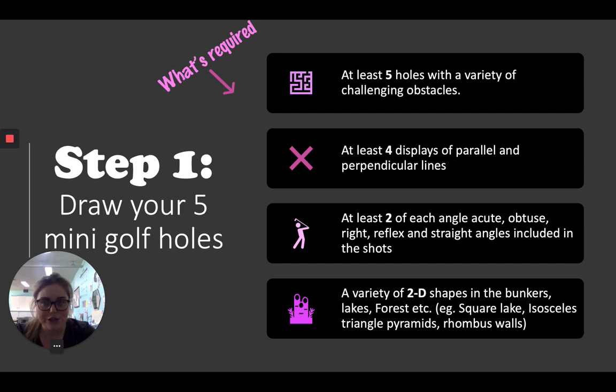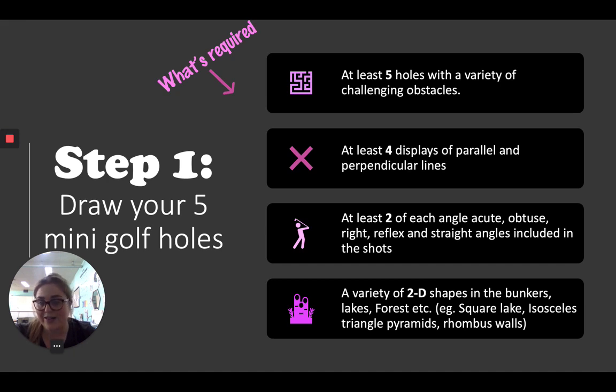So, what do you need to do first? Step 1, there is going to be 5 holes that you are going to create. So 5 different holes. And they need to be at least displays of parallel lines, so lines that go across from each other, that never touch, and perpendicular lines, which are lines that create like this. At least 2 of each angle. So an acute angle, an obtuse, right angle, a reflex angle, and straight angles need to be included in your shots, and a variety of 2D shapes in the bunkers.